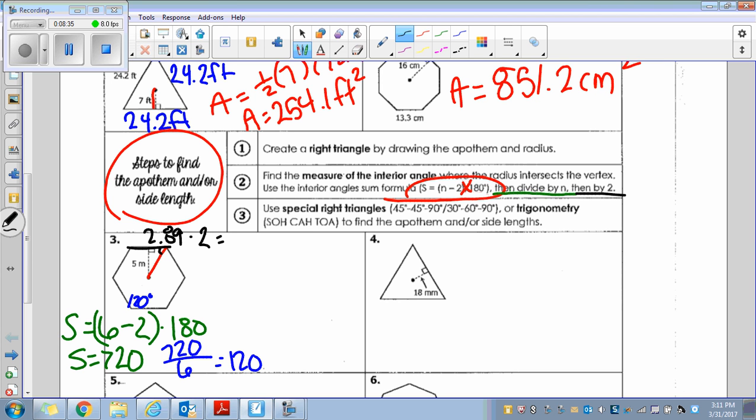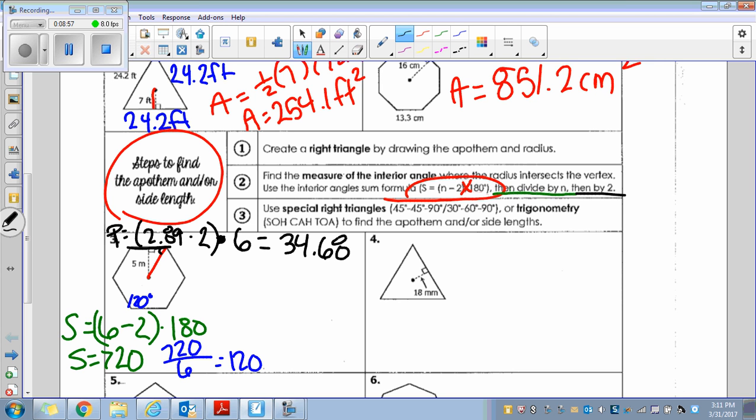And then the perimeter of this whole thing will be this little chunk, the 2.89, times 2 to get the whole side, times another 6, because there's 6 sides. So the perimeter of the whole thing is going to be equal to 34.68.